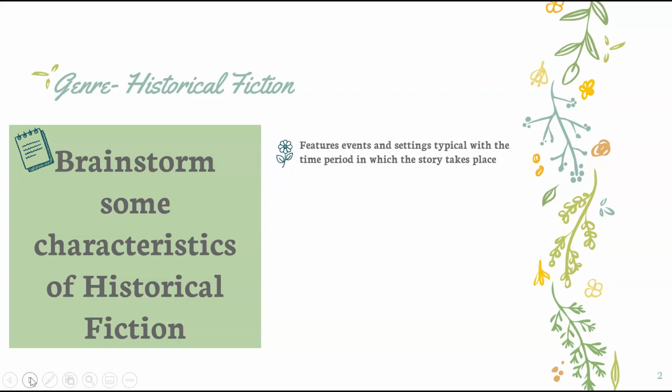So first thing is it's going to feature events and settings typical with the time period in which the story takes place. So what that means is if you're reading I Survived the American Revolution, it's not going to talk about cars and airplanes because those things didn't exist at that time. It's going to talk about events and settings that go with that time period.